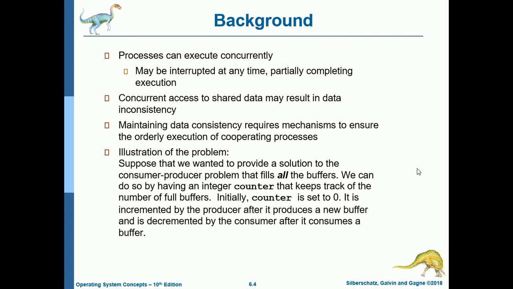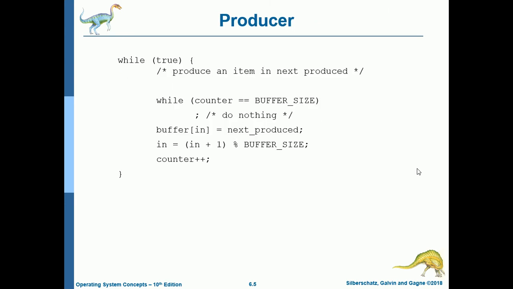So, illustration of the problem: suppose that we wanted to provide a solution to the producer-consumer problem that fills all the buffers. We can do so by having an integer counter that keeps track of the number of full buffers. Initially, counter is set to 0. It is incremented by the producer after it produces a new buffer, and is decremented by the consumer after it consumes a buffer. So let's go back to the source code for the producer.